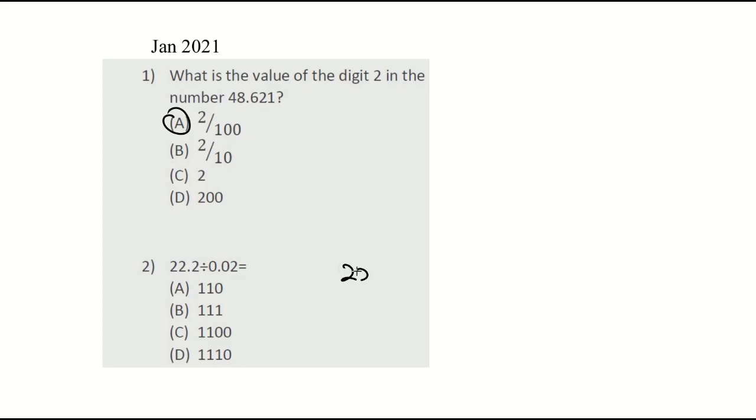Then this, 22.2 divided by 0.02. Again, we need to know the process of division of decimals, because this is pretty easy. You shift this twice. Hold on, let me get my pen. Shift this twice, 1, 2, because we need to make the divisor a whole number. If you shift this twice, you have to also shift this twice, 1, 2. So the answer would be 2220 divided by 2, which is 1110. So the answer would be D.